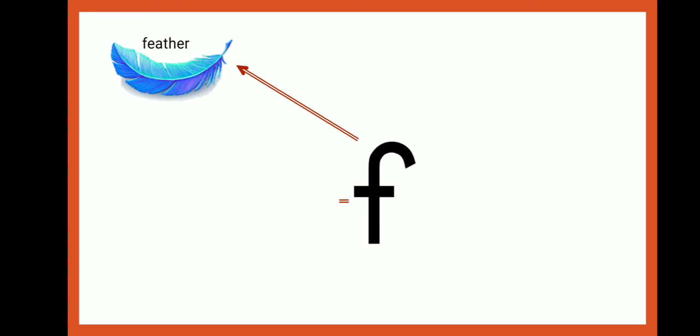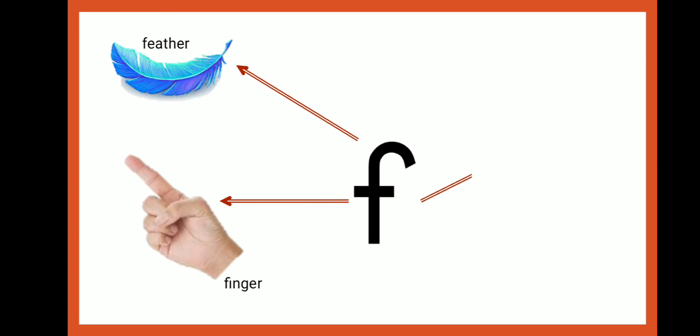So this is small letter F, then F for feather, F for finger, and F for fish. F for feather, this is feather. F for finger, this is finger. And F for fish, this is fish. So kids, these are the pictures or the words that start from letter F.